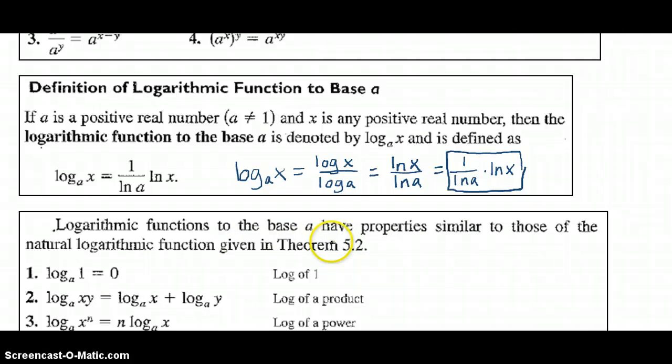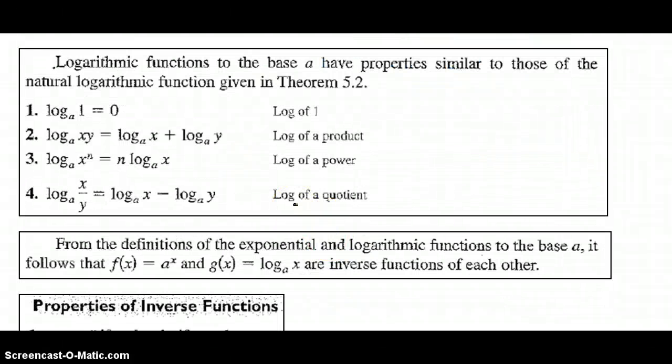Logarithmic functions to the base a have properties similar to those of the natural logarithmic function from theorem 5.2, which we discussed earlier. So the first one says log base a of 1 equals 0. And that is a logarithmic equation. If you converted it to an exponential equation, it would make sense because it would be a to the 0 power equals 1. The second property, log base a of x times y, can be expanded because when you multiply common bases, you add the exponents. Since logs are exponents, that expands to log base a of x plus log base a of y.